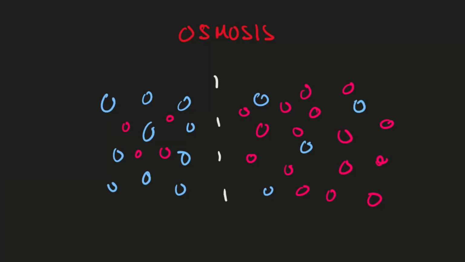So osmosis is a type of diffusion. Essentially, it's the diffusion of water particles across a partially permeable membrane. So let's have a look at how that works.